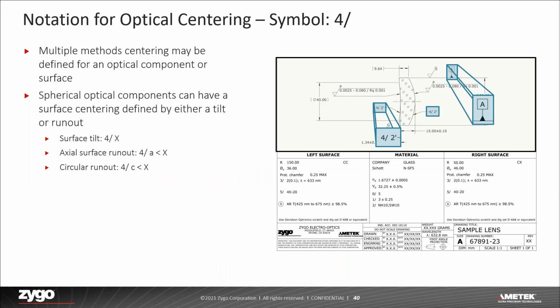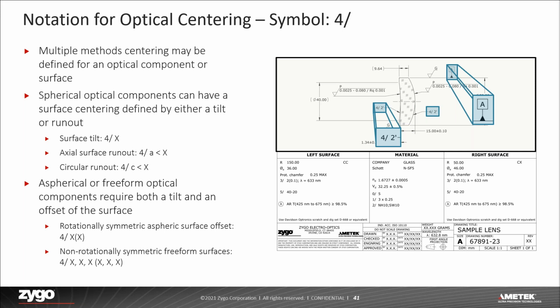One of the key parameters when specifying an optical element is the centering or wedge tolerance. This is done with the / notation. There are many different types of quantifiers that can be used to specify the centering. When looking at these different parameters, we can look at surface tilts or runouts. If we are looking at an aspheric surface or freeform surface, it will be necessary to include the surface decenter along with the tilts.